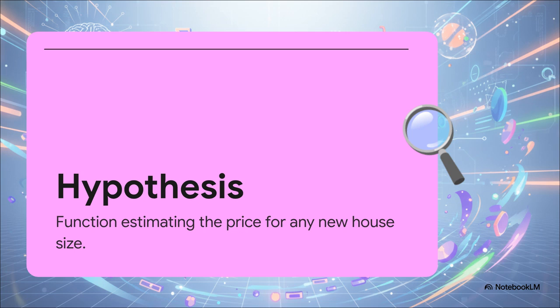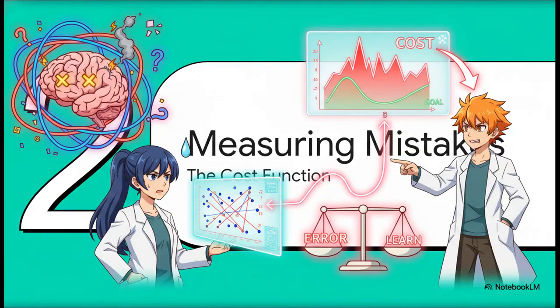You feed in the size of a brand new house the machine has literally never seen before, and the hypothesis spits out the estimated price. But how does it actually come up with a good rule? Section 2. Measuring our mistakes.